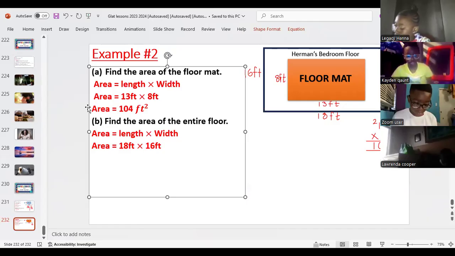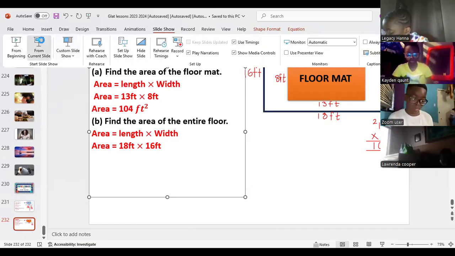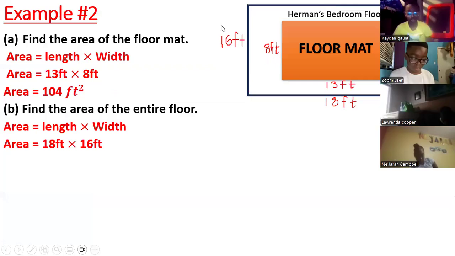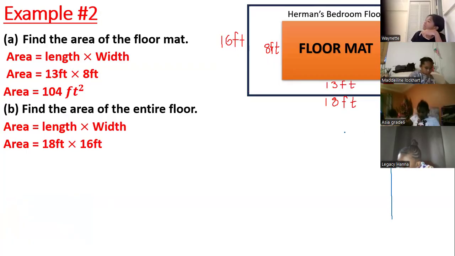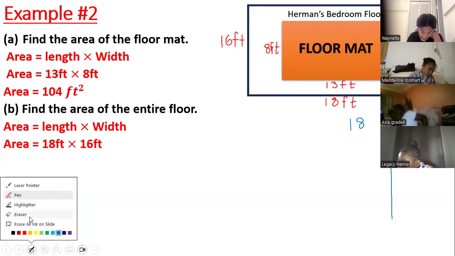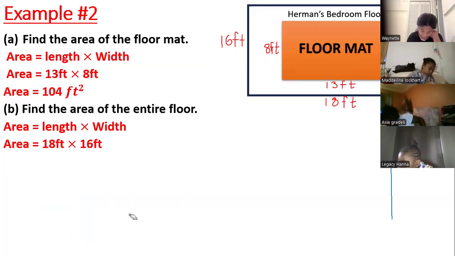I can't hear you. Say it again. Okay, let's multiply it together. I got my answer. What you got, Maya? 288 feet squared. Say it again. 288 feet squared.